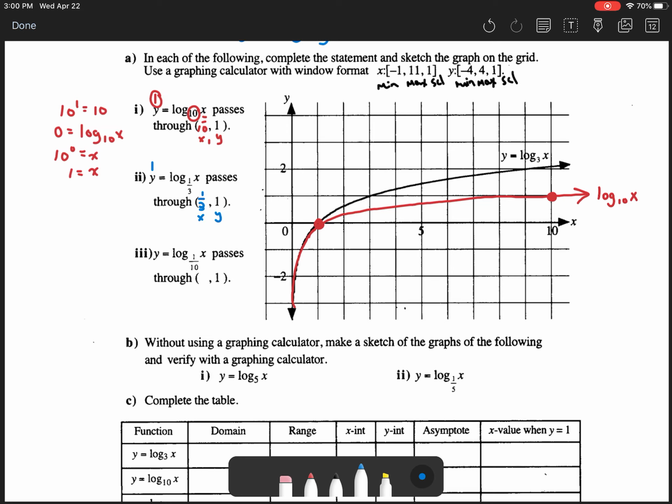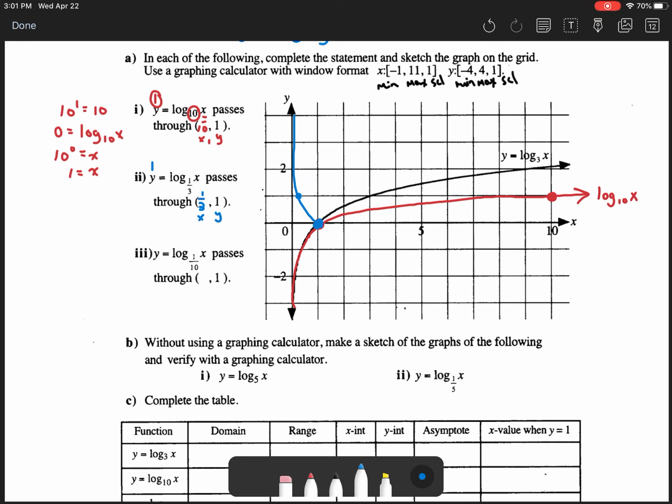So if I went and replaced this with 1, you would have 1/3 to the exponent of 1, which is 1/3. So this is going to pass through 1/3, 1. And that is the x-coordinate. Okay, so when I do that, I find 1/3, 1. So that's going to be here.